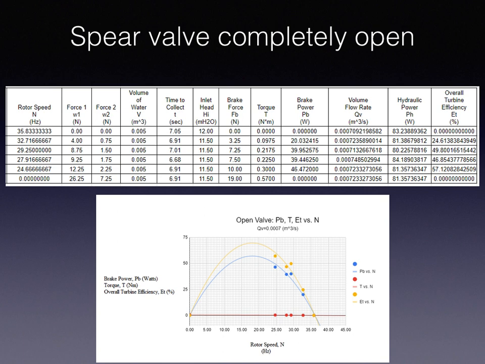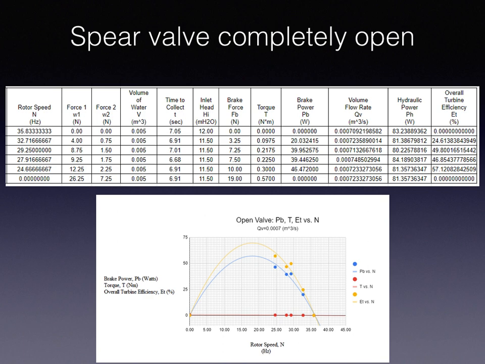Hydraulic power is basically the use of pressurized water to create power. We measure our overall turbine efficiency using our brake power divided by hydraulic power times 100. Something interesting in this set of data is that our torque is at a maximum when the rotation speed is at 0. This is because the turbine is attempting to overcome the force applied on the brakes itself.